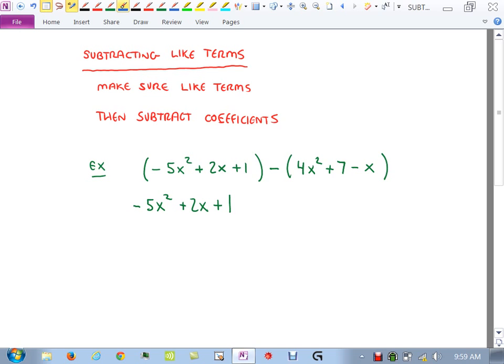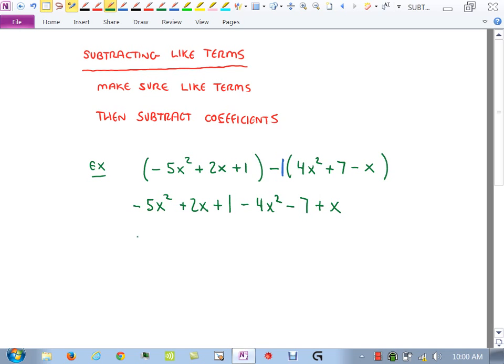But now the important step, that's actually a negative 1 sitting in front of that second parentheses right there. So when you distribute it through, the effect it has is really it changes the signs of what's there. So we had a positive 4x squared, it's going to become a negative 4x squared. We had a positive 7 becomes a negative 7. We had a negative x becomes a positive x. Y'all follow that? Okay.